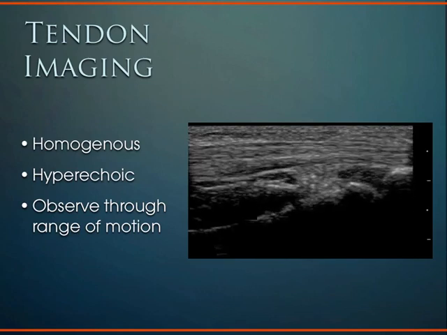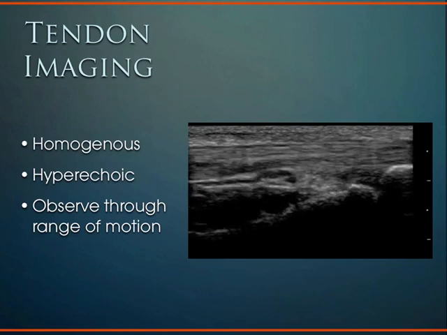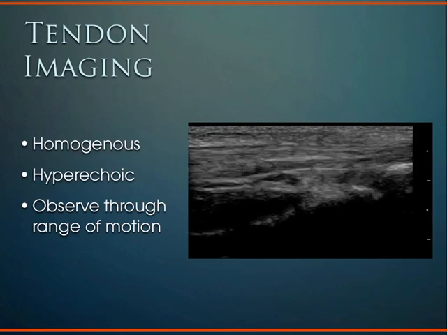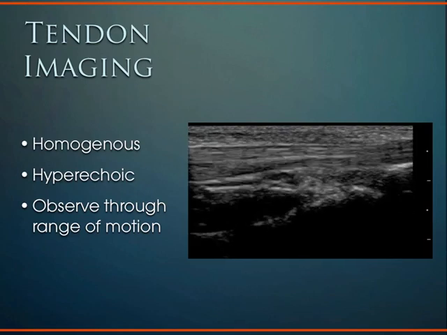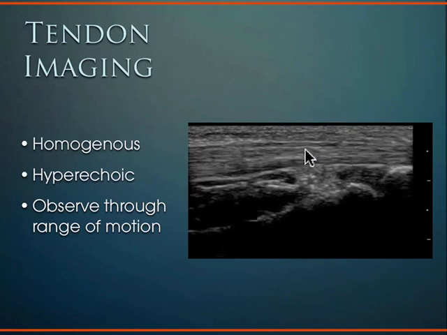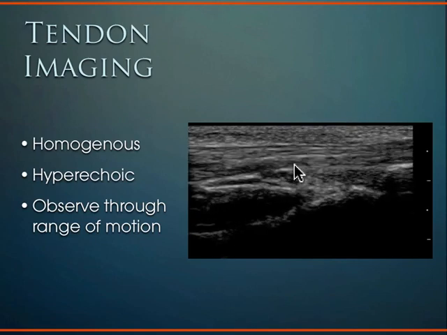So again, when you're imaging the tendons, it should be very nice, consistent, homogeneous tissue, fibrillar pattern, hyperechoic, and again, you can see that tendon move through its whole range of motion as you flex and extend the joint space.